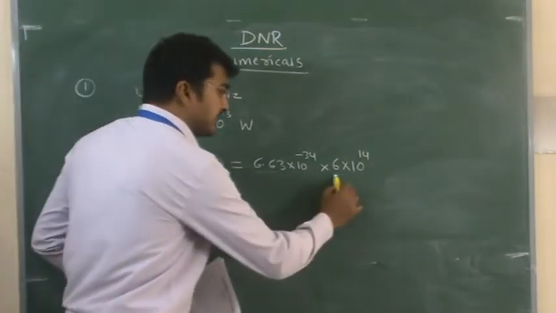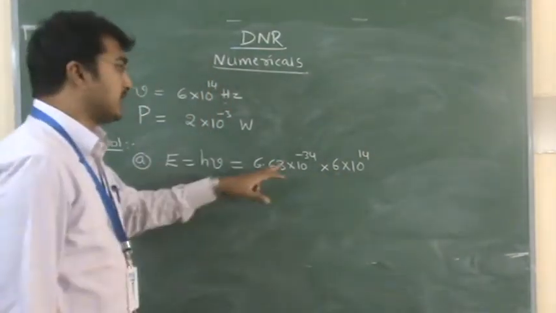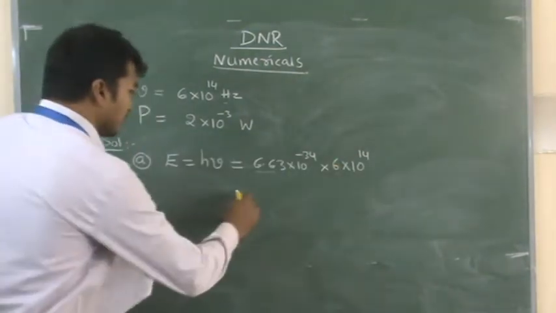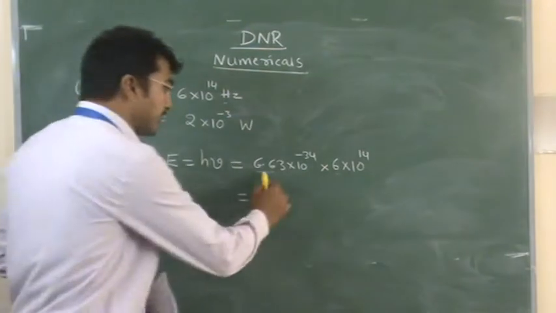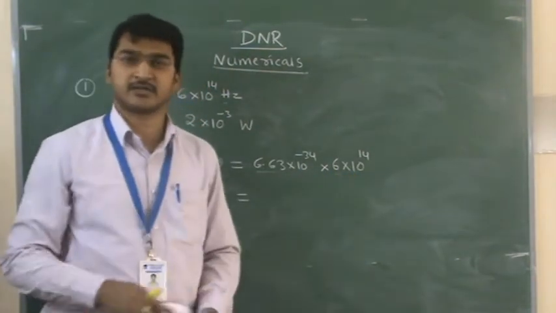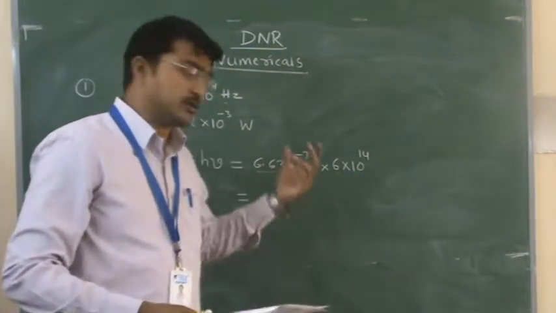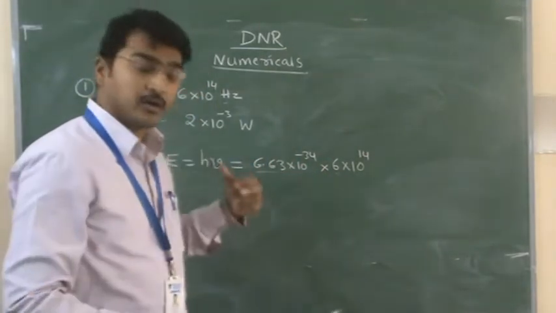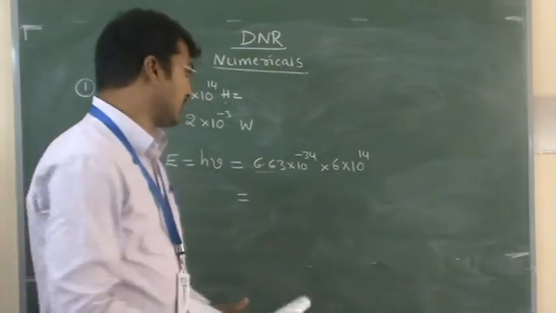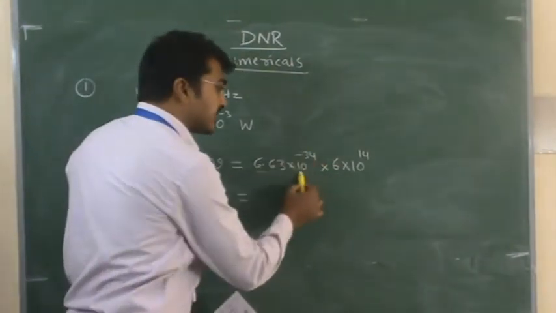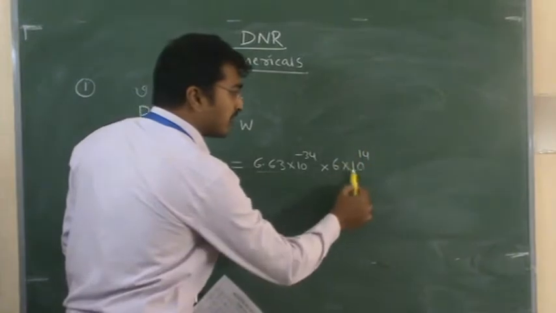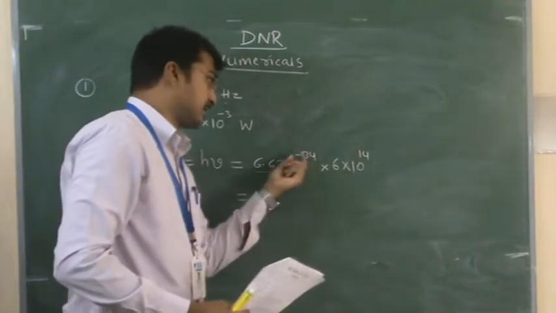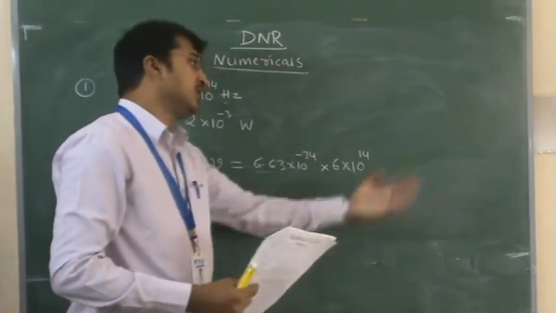So we can easily multiply, with 10 to the power of minus 34 and here plus 14. You can use a calculator for the PU examination, but in competitive exams calculators will not be allowed. So it is better to practice manually from now onwards. The bases are equal, so you should add the powers. Minus 34 plus 14 comes to minus 20.